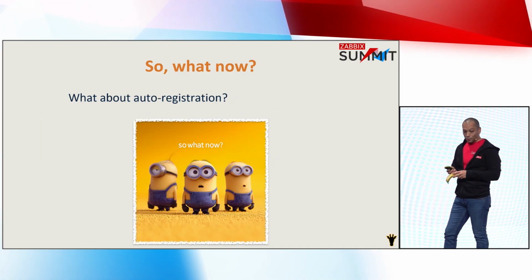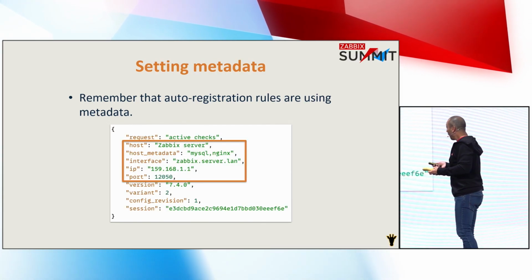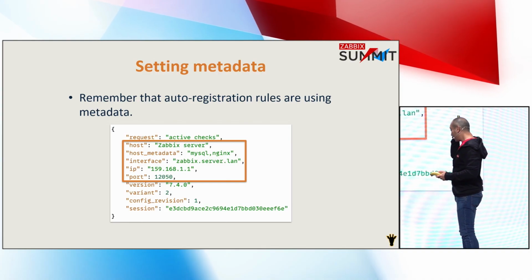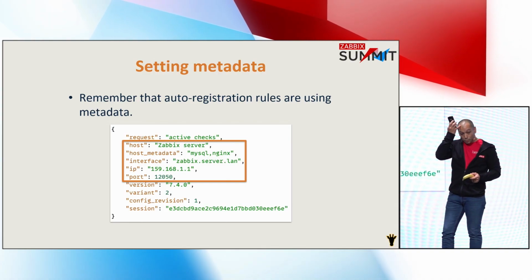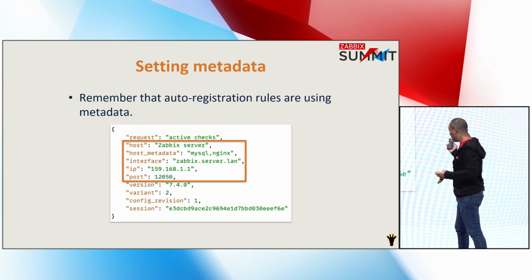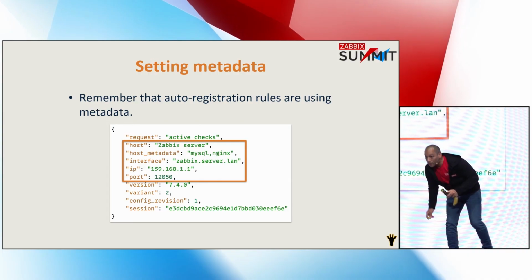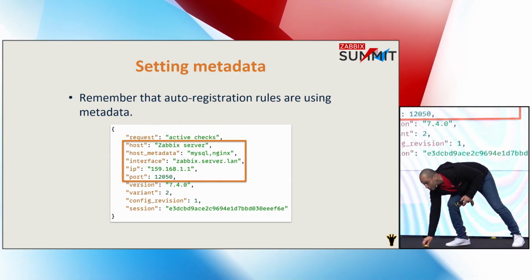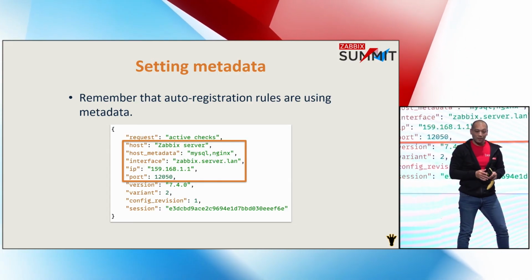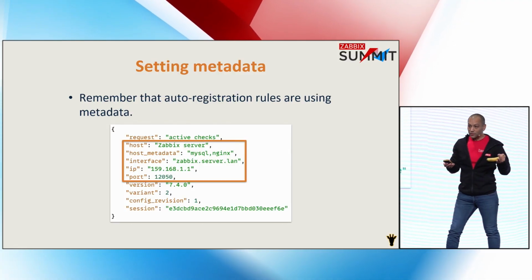So what about auto-registration? Because we don't speak about this one. This is a picture extract from the Zabbix documentation website. You need just some information like the host metadata, interface, for example, and the IP address that you need to bring to Zabbix. So this is very easy. You just need this kind of information.